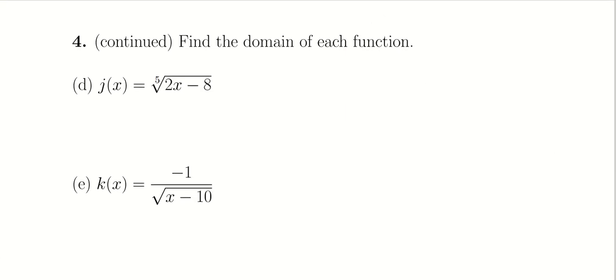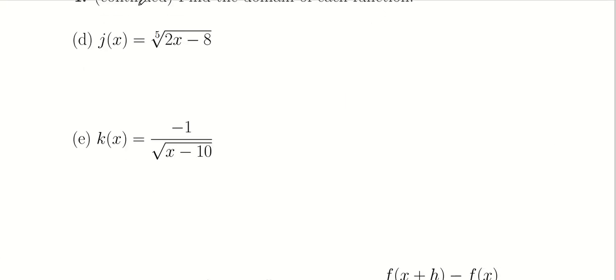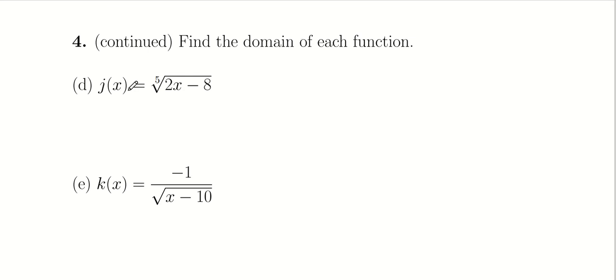Let's take a look at another one here. In example 4, we want to find the domain of each function. The next one is j of x, and this is the fifth root of 2x minus 8. Now, on one hand, yes, we do have a radical, but this is an odd root. Remember, you can take odd roots of any real number.